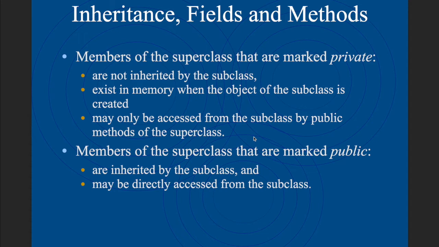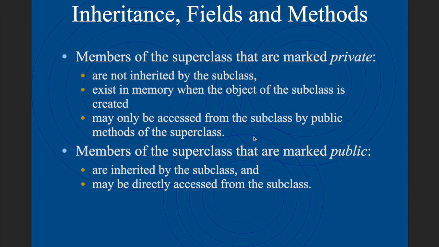Another important thing to understand is that members of the superclass that are marked private, meaning private fields, are not inherited by the subclass. They exist in memory when the object of the subclass is created, and they may only be accessed from the subclass by public methods of the superclass. So be careful when you create your fields. Be careful with private and public accessors.